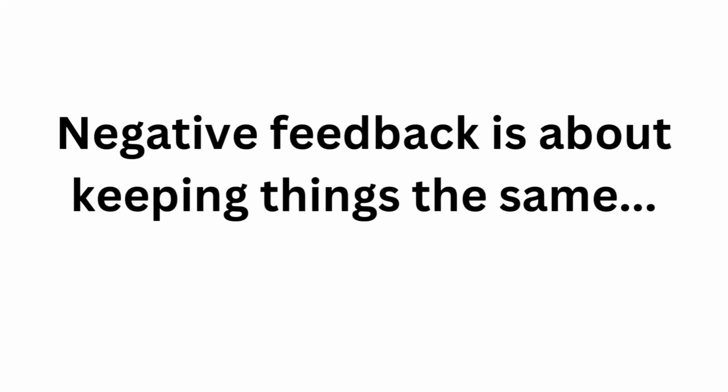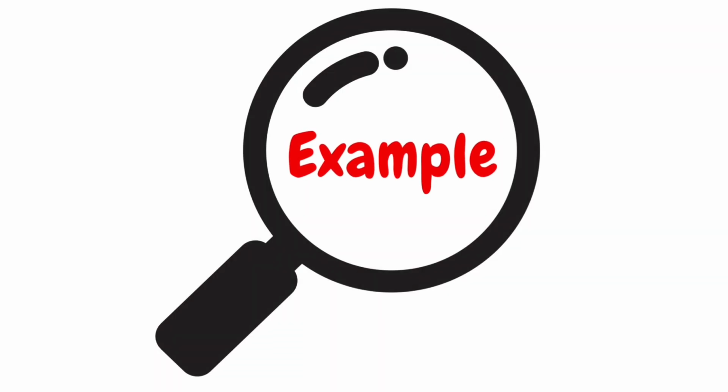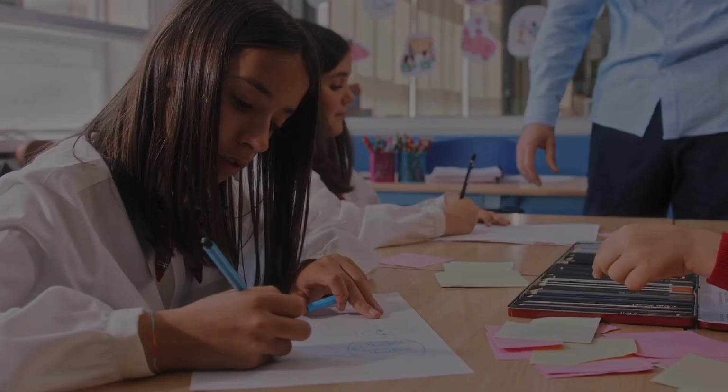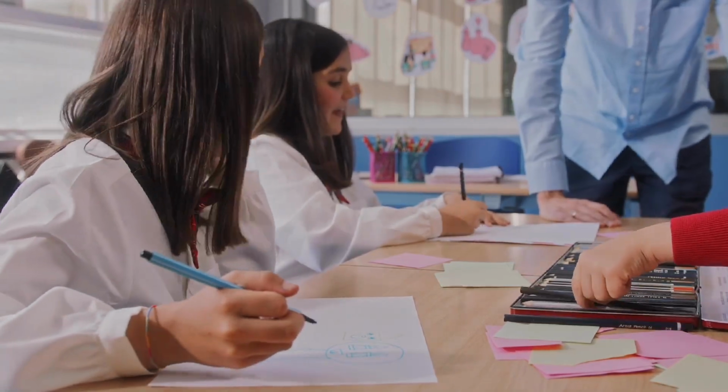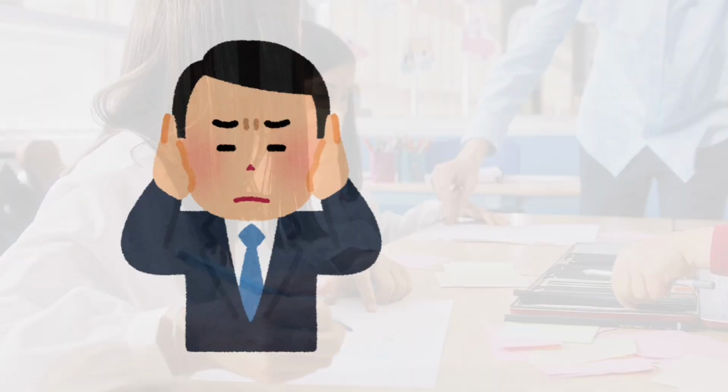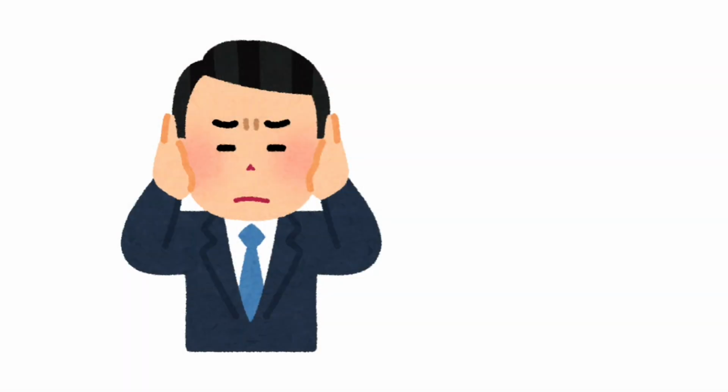It might be helpful to remember that negative feedback is about keeping things the same. I thought it might be helpful to start with a really simple example of negative feedback to help you understand the key ideas. Imagine a classroom. The children are all working, but they're chatting as they work. The level of noise in the room slowly increases until the teacher cannot concentrate anymore.